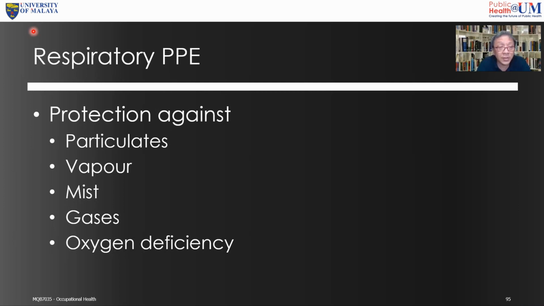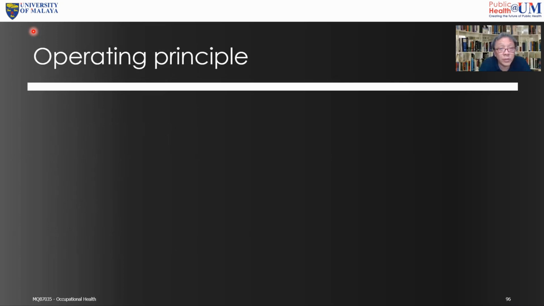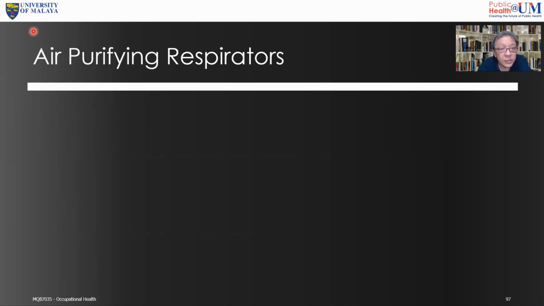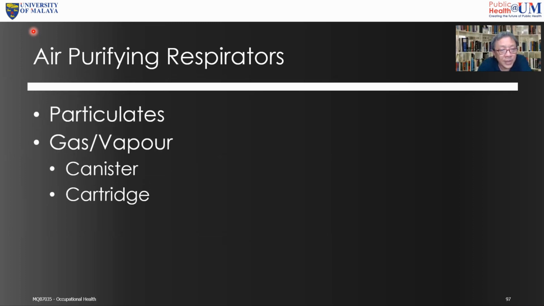Vapor is what? Vapor is basically chemicals that are liquid at NTP and have vaporized. All right, it's called vapor. Mist is basically water vapor, and there are gases, and also oxygen deficiency. So for the operating principle, you purify the air or supply the air. Air purification covers particulates, gas and vapor, with canisters and cartridges.